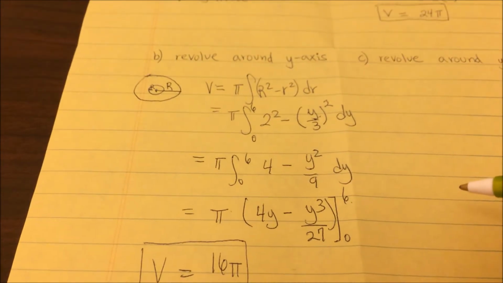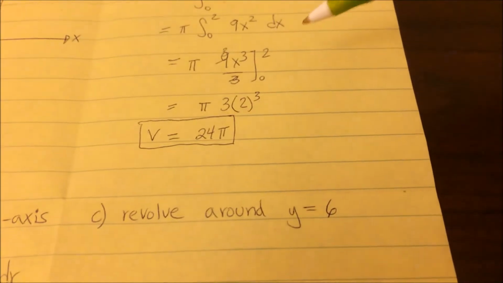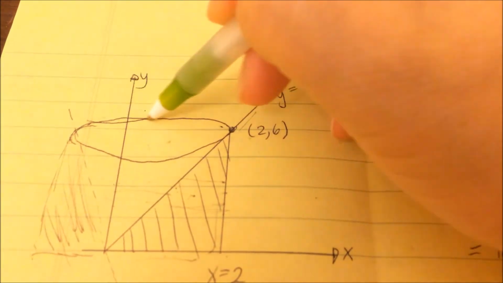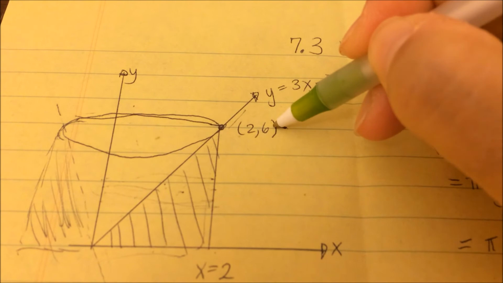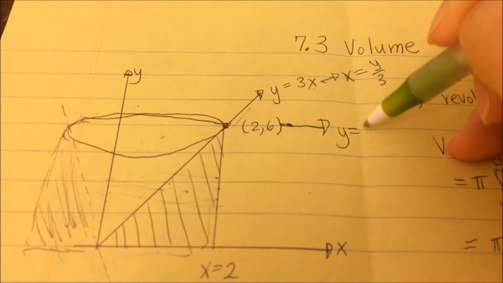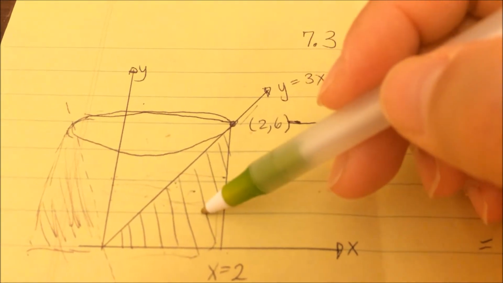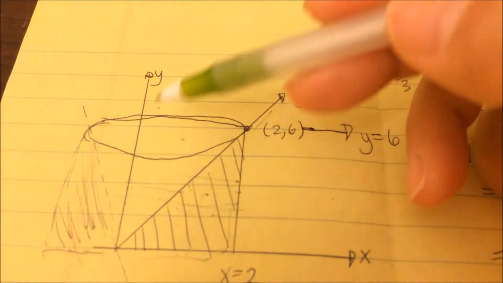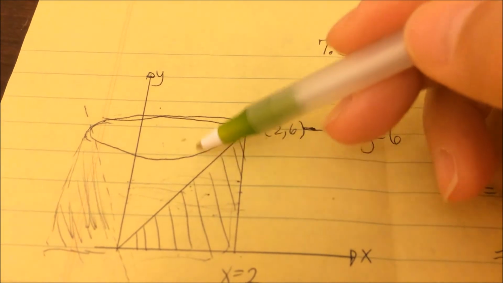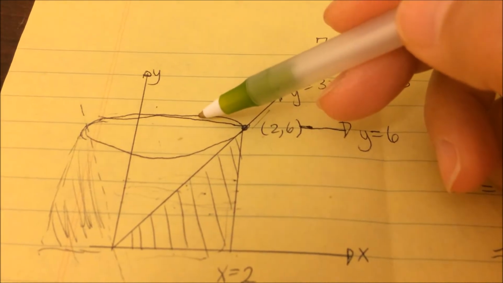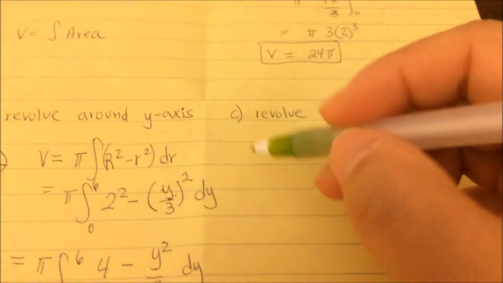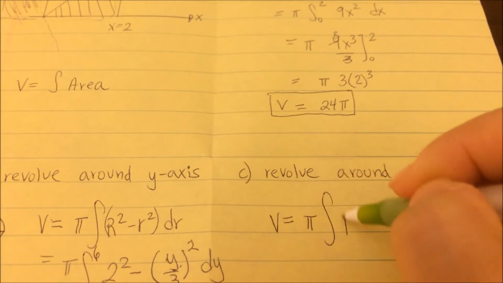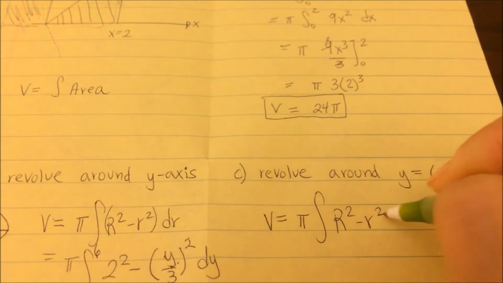Okay, so now we go on to part C, which is revolving around y equals 6. If we take this line right here and call it y equals 6, and extend that out to y equals 6, we're still going to take this triangle shape and spin it around y equals 6 instead. When we spin it around y equals 6, we still have that gap in between. Since I have a gap, this is a washer formula. So right away, I can set it up as a washer formula. The volume is equal to the washer formula, which is the big R squared minus the little r squared dx.